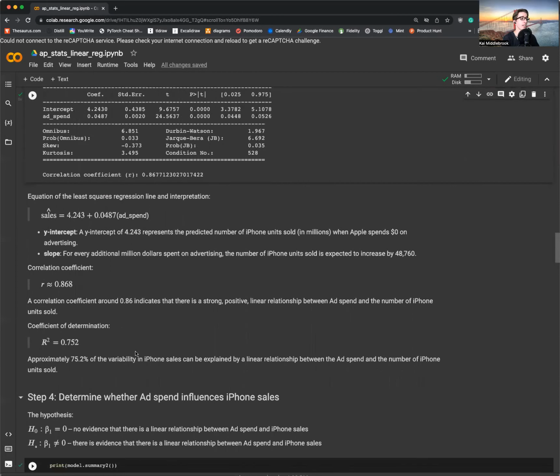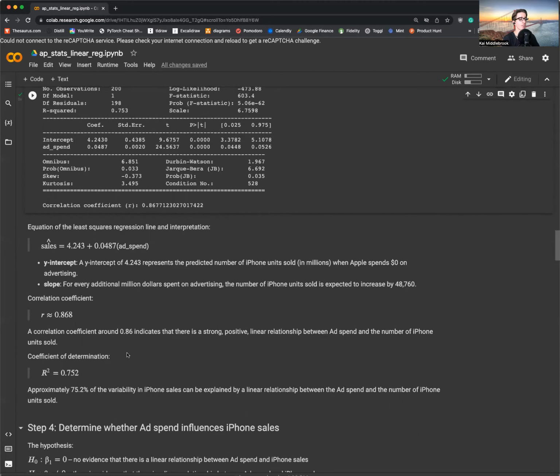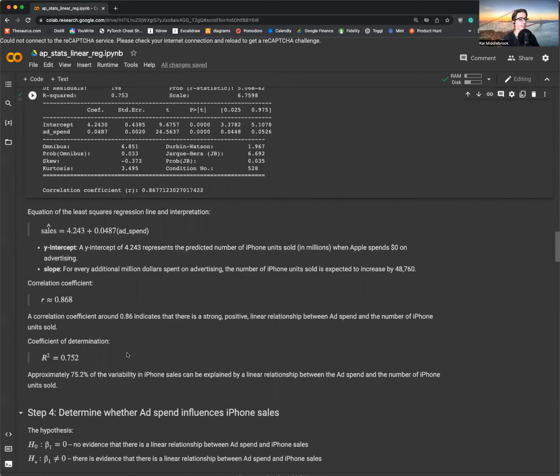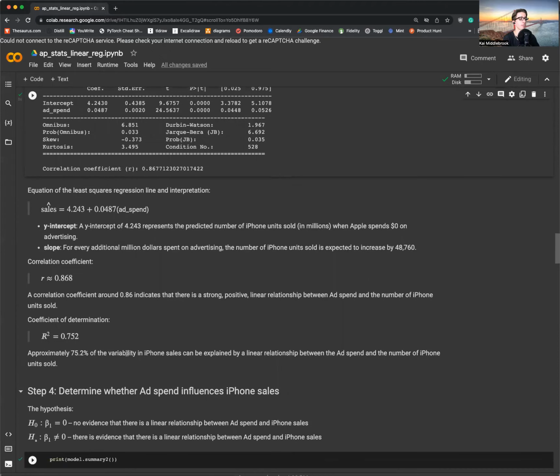Interpreting the coefficient of determination, which measures the amount of variance that can be explained by the linear model: approximately 75.2% of the variability in iPhone sales can be explained by a linear relationship between the ad spend and the number of iPhone units sold.